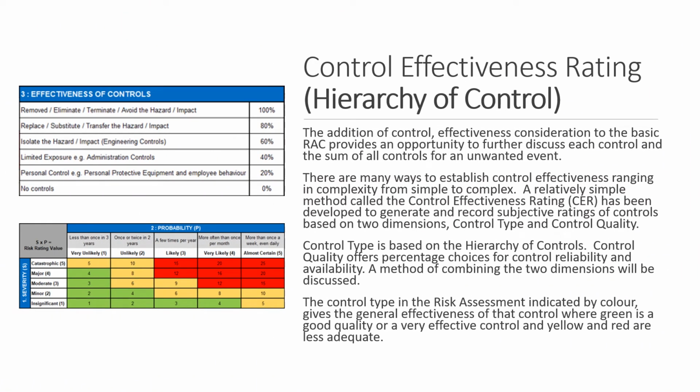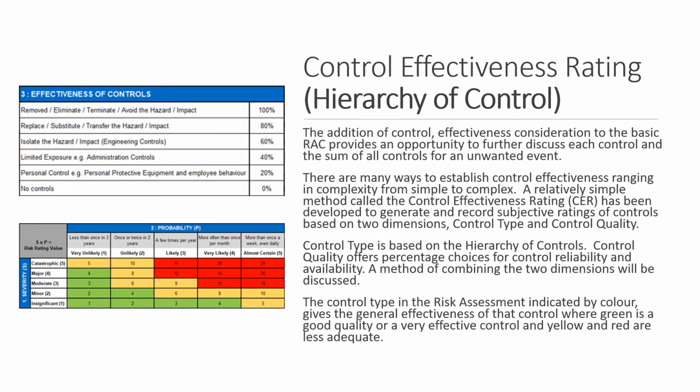Let us first consider the control effectiveness rating or hierarchy of controls. The addition of control effectiveness consideration to the basic risk assessment control provides an opportunity to further discuss each control and the sum of all controls for an unwanted event. There are many ways to establish control effectiveness, ranging in complexity from simple to complex. A relatively simple method called the Control Effectiveness Rating, or CER, has been developed to generate and record subjective ratings of control based on two dimensions: control type and control quality.